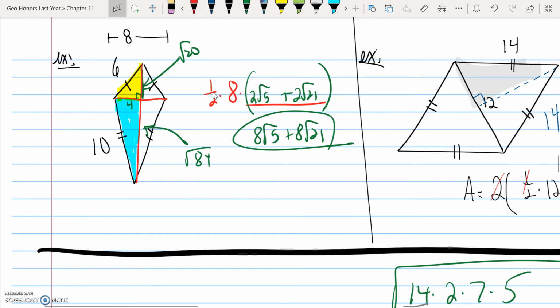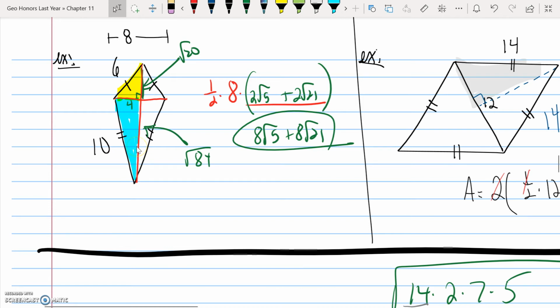Next example, we have a kite. We have a length of 8, a 6, and a 10. So there's a lot going on in this one. This diagonal going from left to right is being bisected by the vertical diagonal. So now this length is 4. Using Pythagorean theorem, this length is square root of 20 or 2 root 5. Using Pythagorean theorem on the bottom, this length is square root of 84 or 2 root 21.